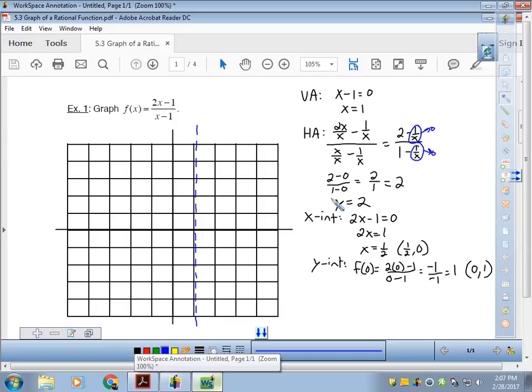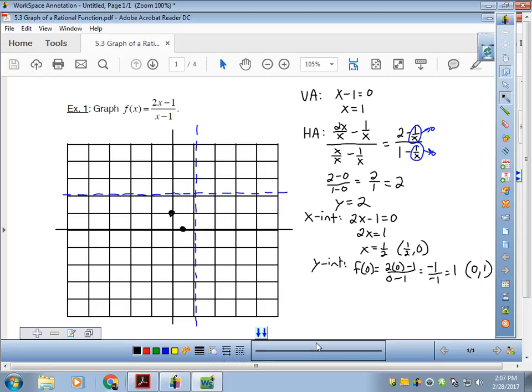Alright, same kind of thing with horizontal asymptote. I have a horizontal asymptote at y equals 2, so I'm going to go to where y is 2, and I'm going to draw a horizontal dotted line. So there's my asymptotes. Then I'm going to do my intercepts. I have x-intercept at 1/2, 0, which is right there. And I have a y-intercept at 0, 1. So these are what I have so far.